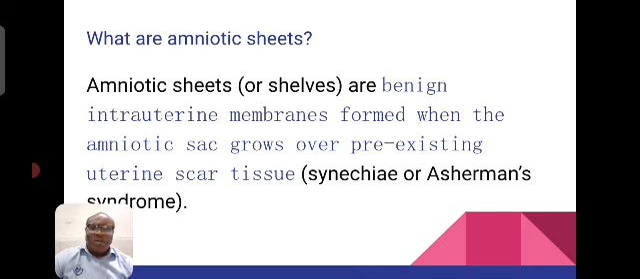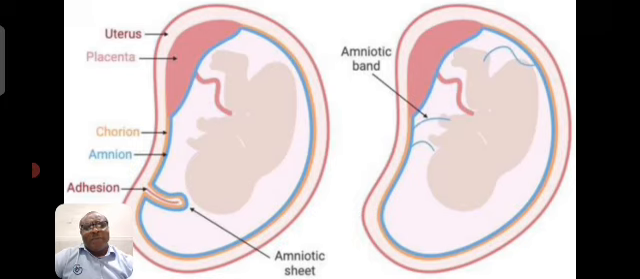As you're aware, the membrane is composed of the chorion and the amnion. Now, when there is a scar tissue, they grow over it, as seen in this schematic diagram. On this right side, we can see this adhesion. The amnion and the chorion grow around it, making it a 4-layer structure, which is this amniotic sheath, and divides the amniotic cavity into the superior part where the baby is and the inferior compartment.